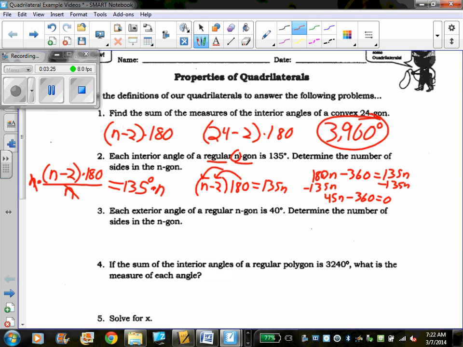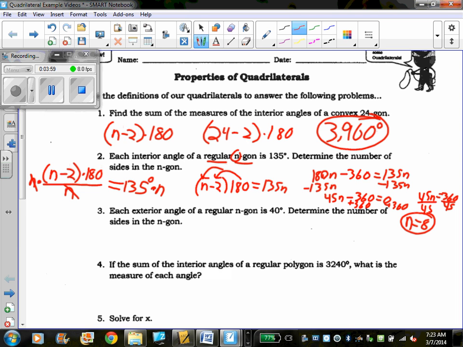You could have done this another way. It might have been a step shorter. Next thing we're going to do is add 360 to both sides. We get 45n equals 360. Divide both by 45. And 360 divided by 45 is 8. So n equals 8, which means that we had an octagon there, because it's an 8-sided shape.